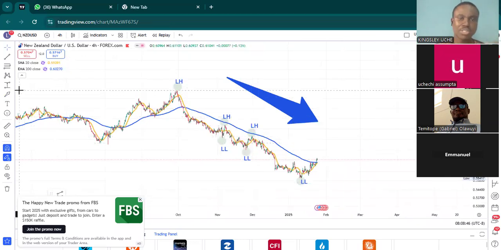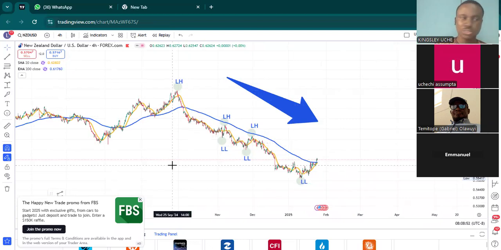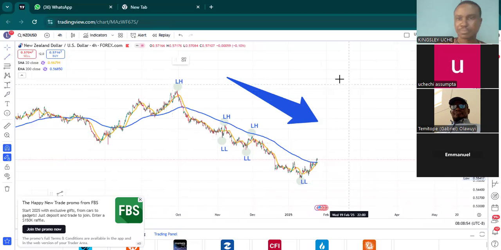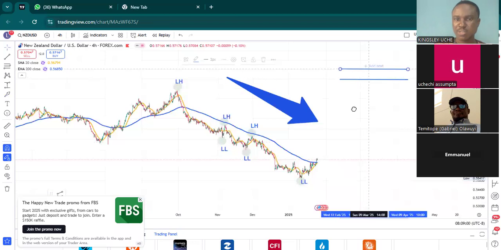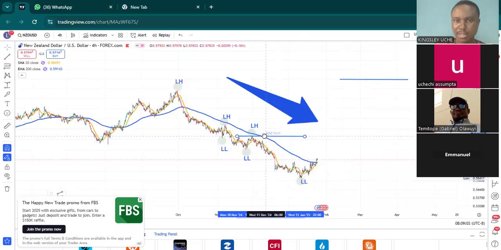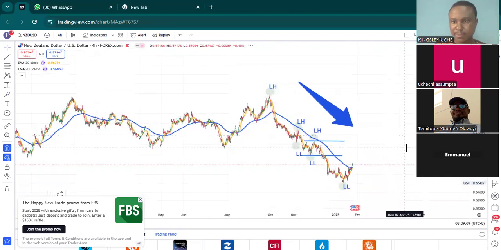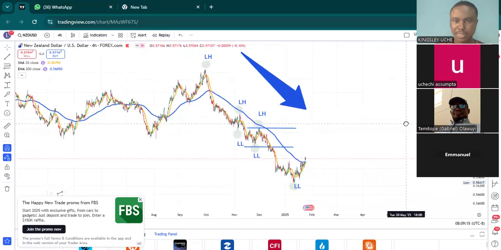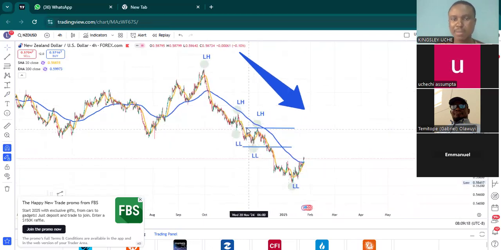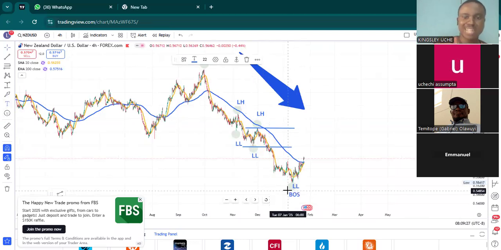Now the second thing you need to do, because we need to be sure where our break of structure is, is to draw this one here. Now you can see this horizontal line which I drew here has shown us that our break of structure is this one, because that is the last one.